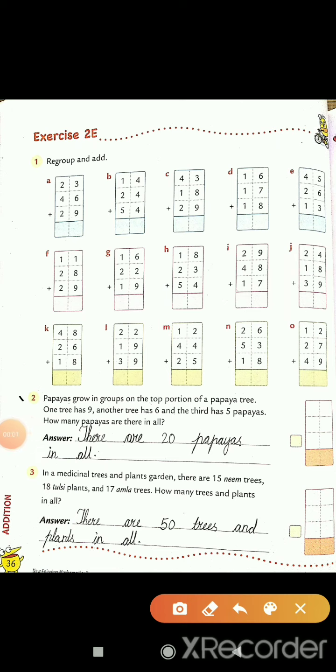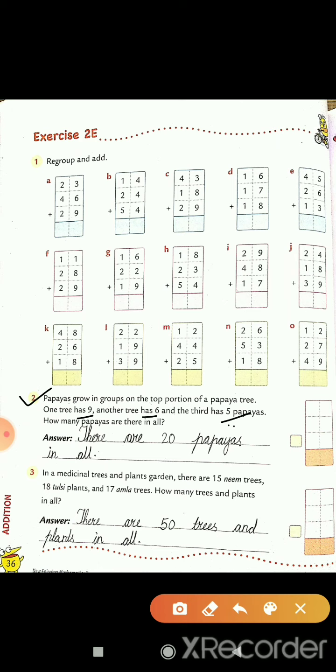Let us start with the word problems. Question number 2. Papayas grow in groups on the top portion of a papaya tree. One tree has 9, another tree has 6, and the third has 5 papayas. How many papayas are there in all? So students, for finding how many papayas are there in all, we need to add 9, 6 and 5 together.